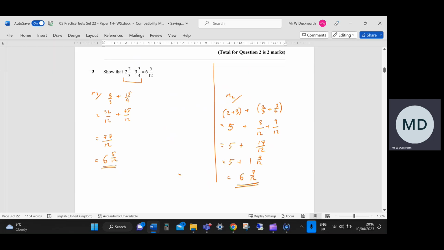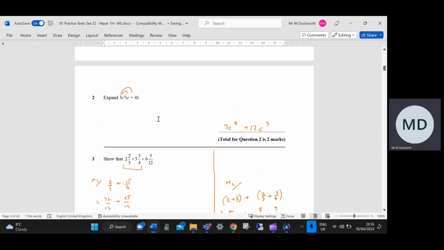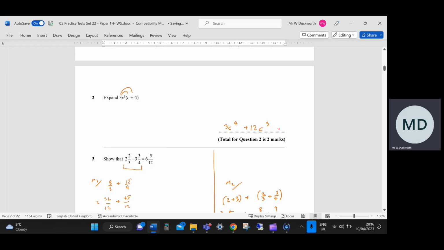Have we got any more questions on that page? Let's have a quick look. That's it. So I'll have a quick look at the mark scheme and award the marks. So for question 2, we've got B2 for the correct answer only. So B2, I'm awarding there.